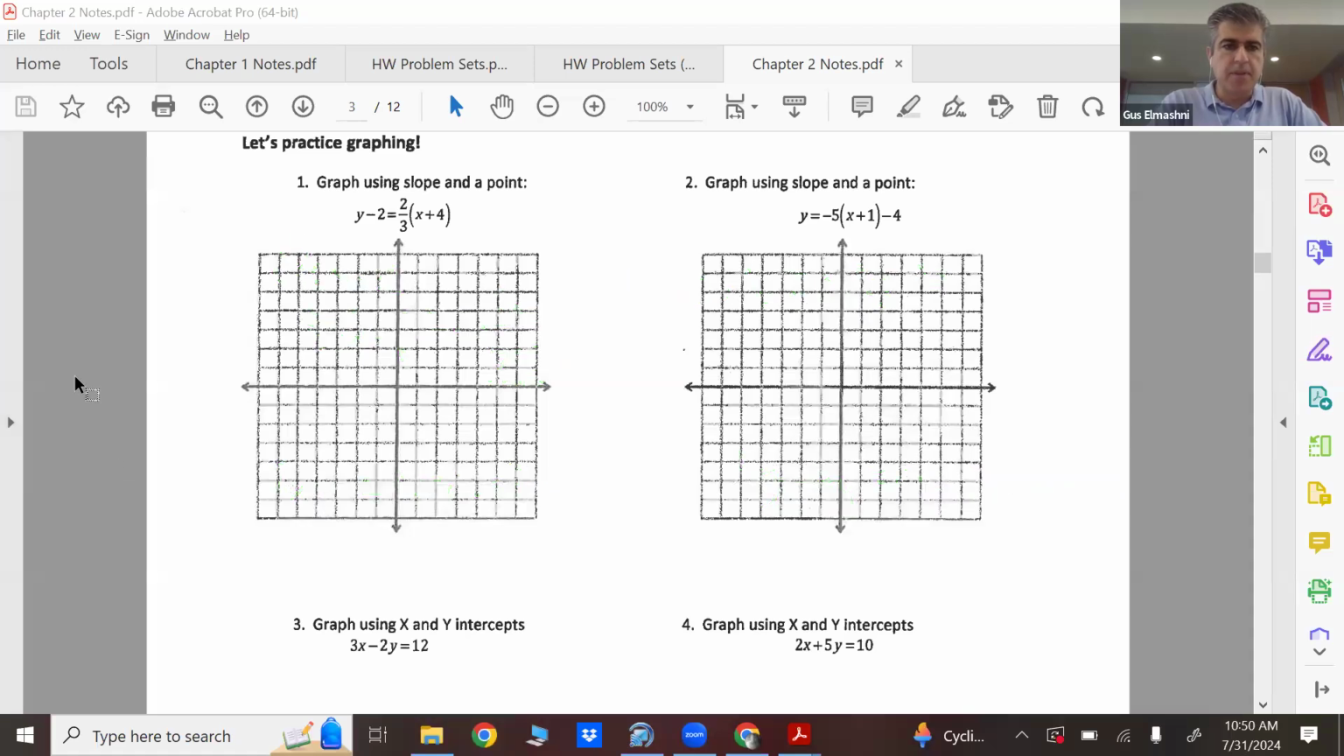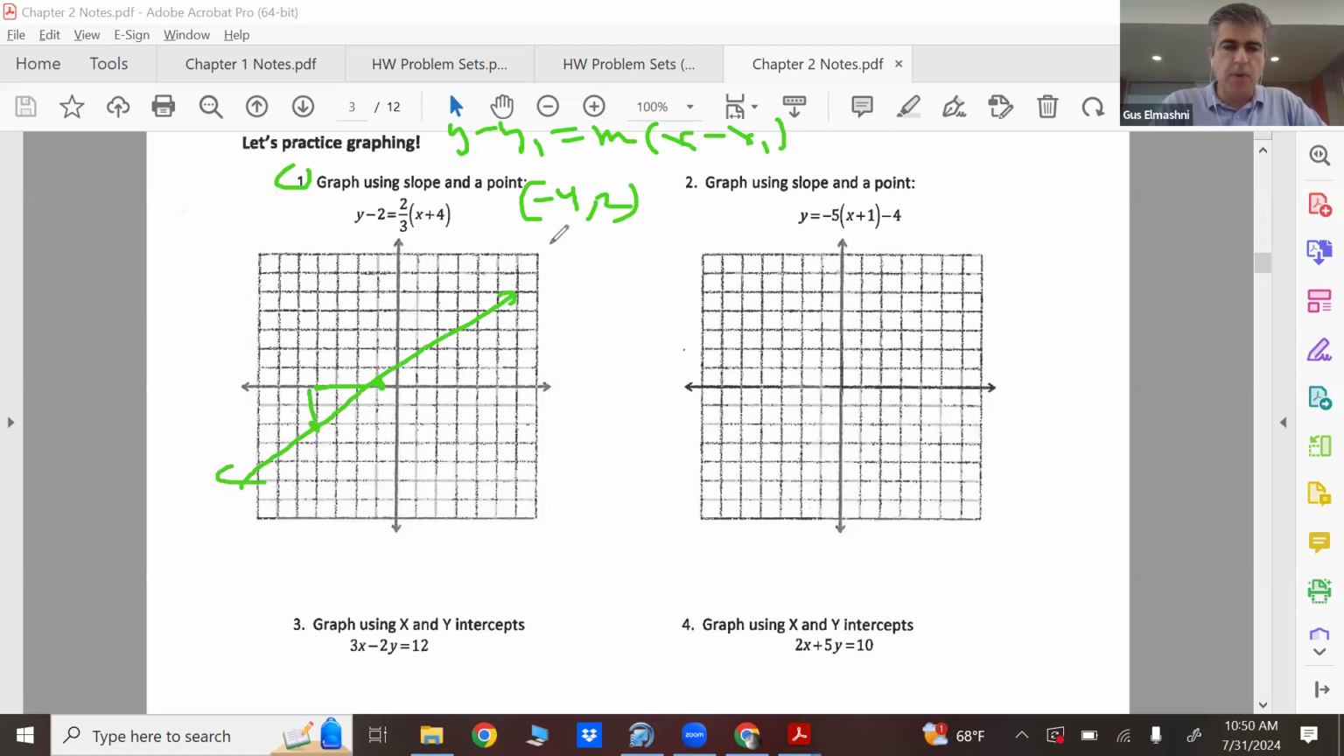For example, problem number 1. If you recognize the fact that (-4, 2) is a point on the graph, because remember it's y minus y1 equals m times x minus x1. So x1 is -4, y1 is 2. So (-4, 2). Slope is 2/3, go up 2 over 3. And you draw a line through those 2 points.